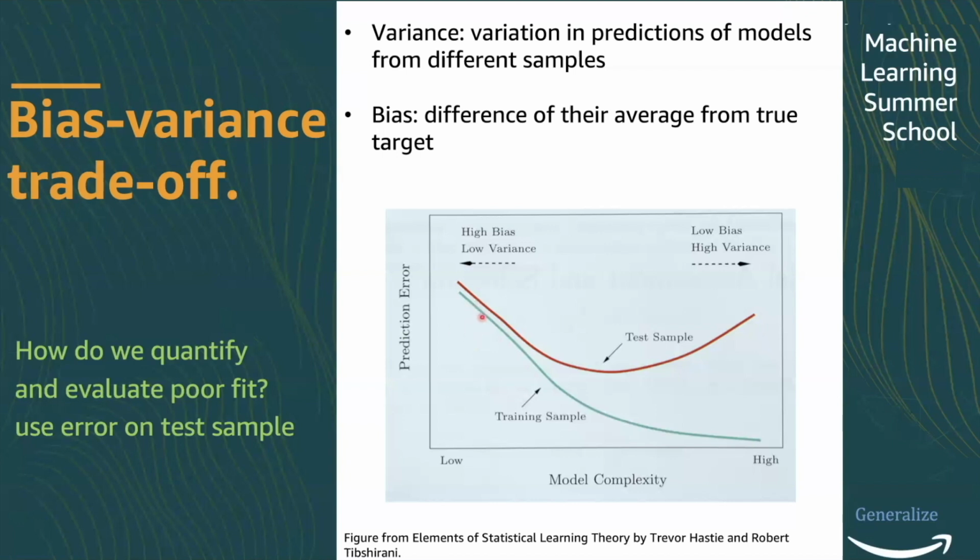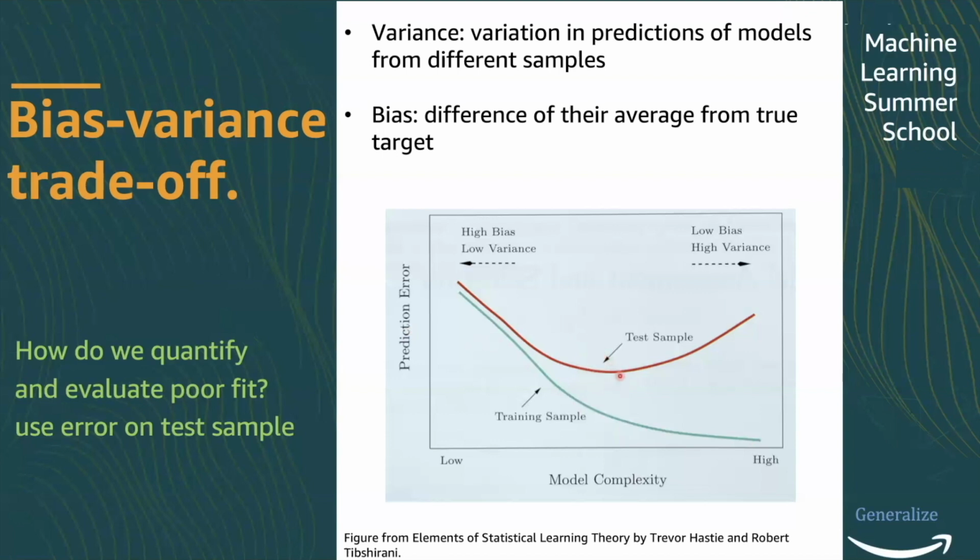So this green curve that you see is the error on the training sample. And the prediction error is a function of the bias and the variance. If you have very high bias and very high variance, you're going to make a big error. You want both bias and variance to be low. But when that is not possible, you trade off one for another and ensure that your test error is as low as possible.